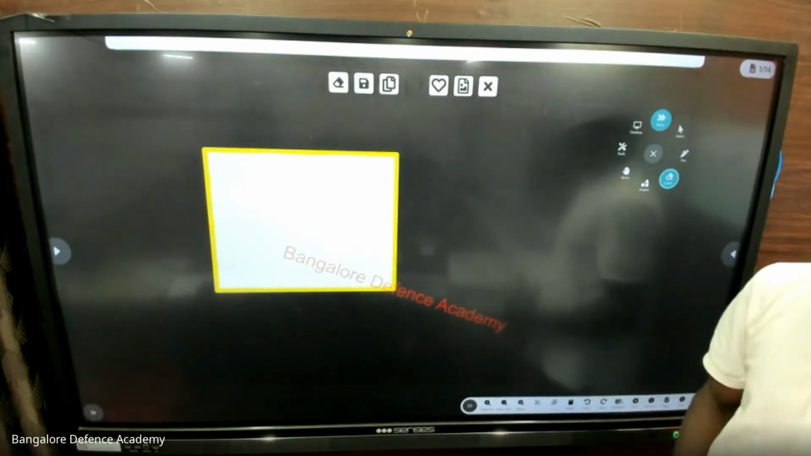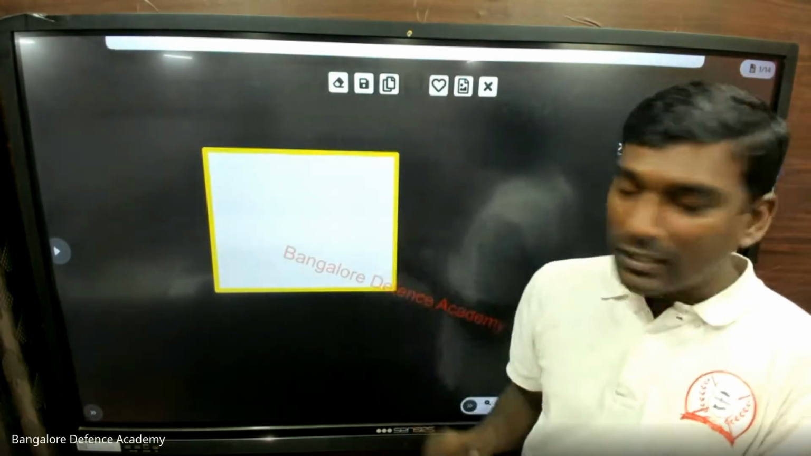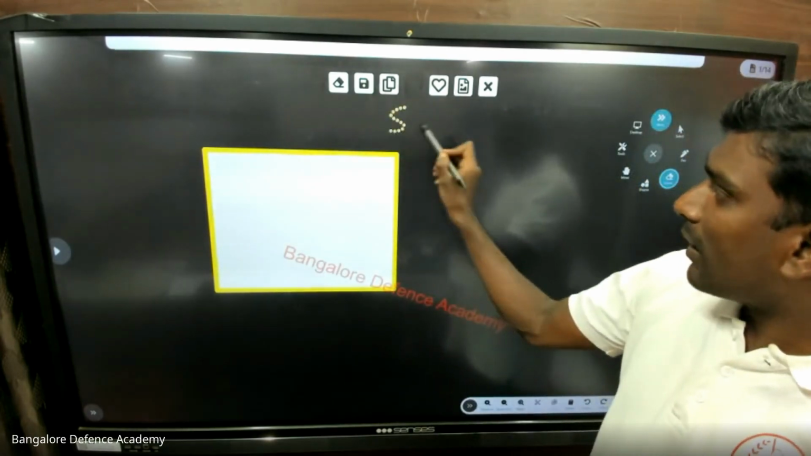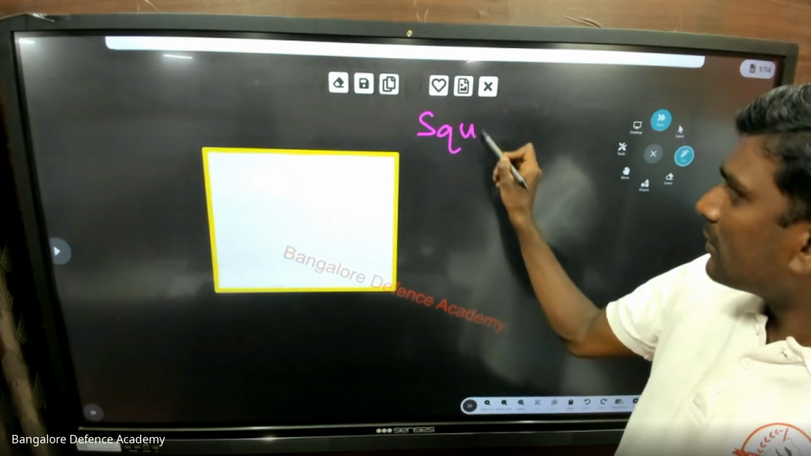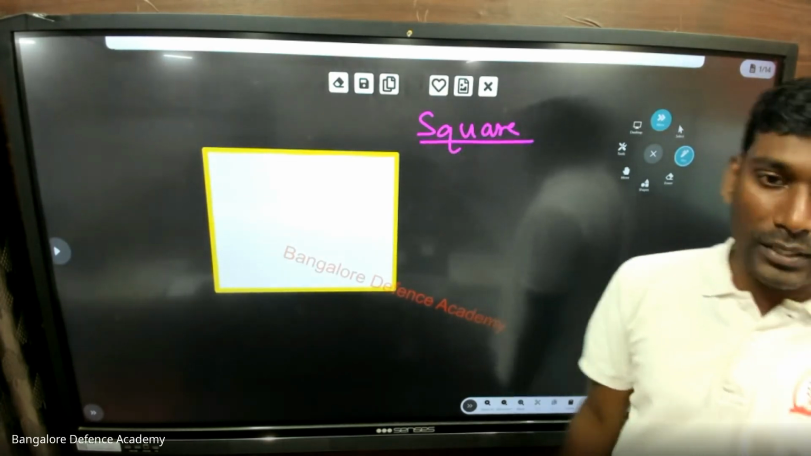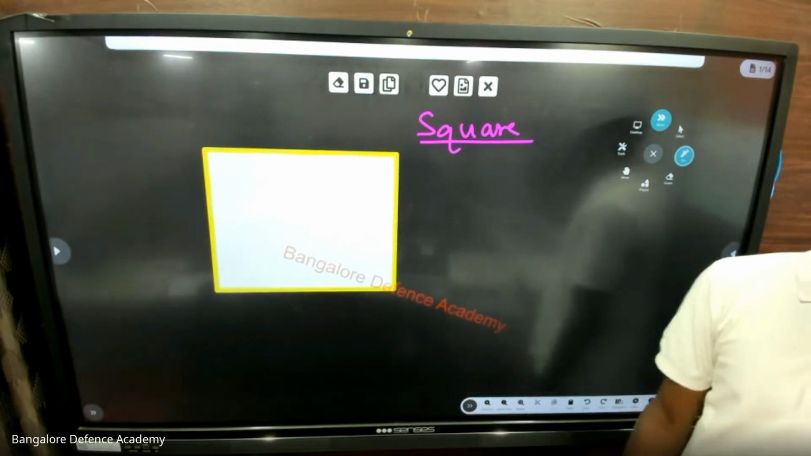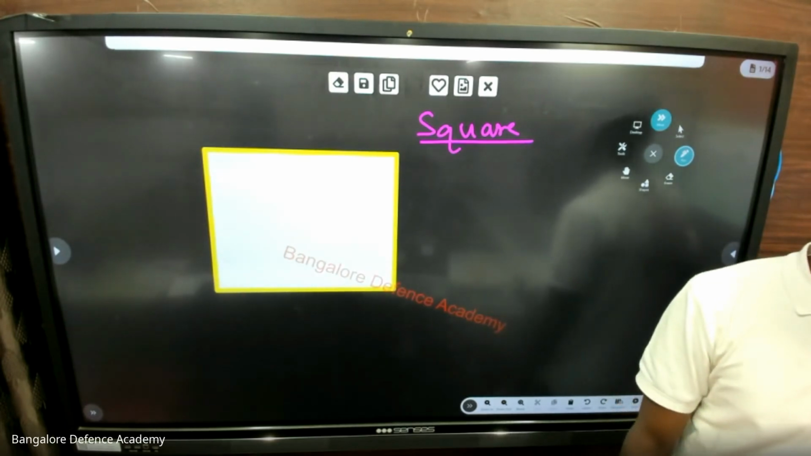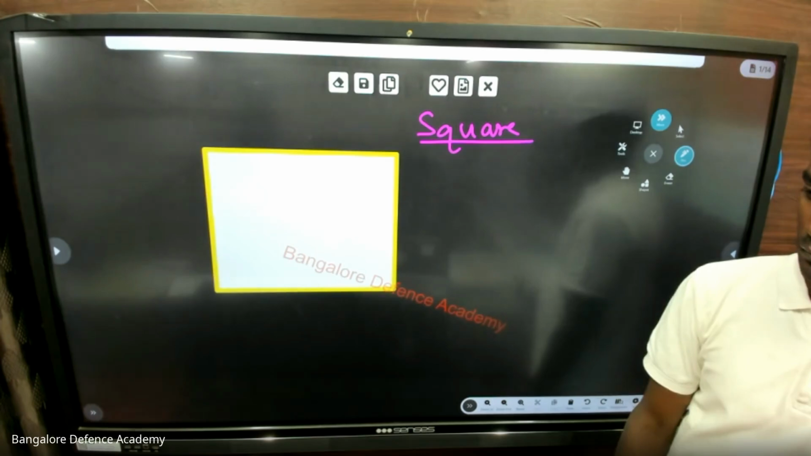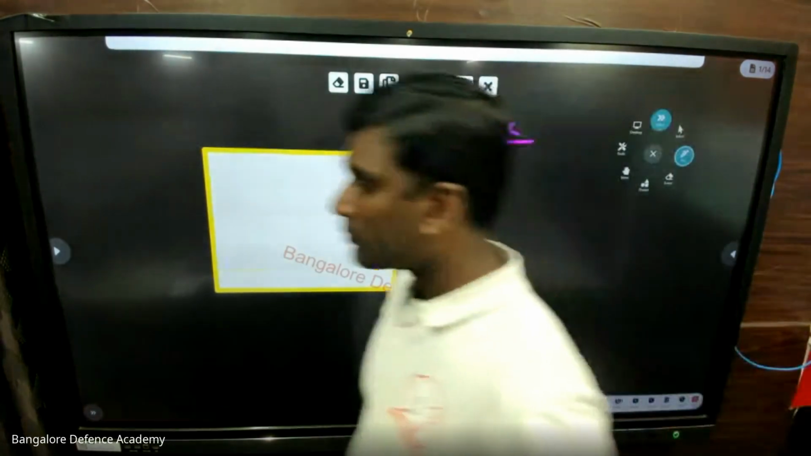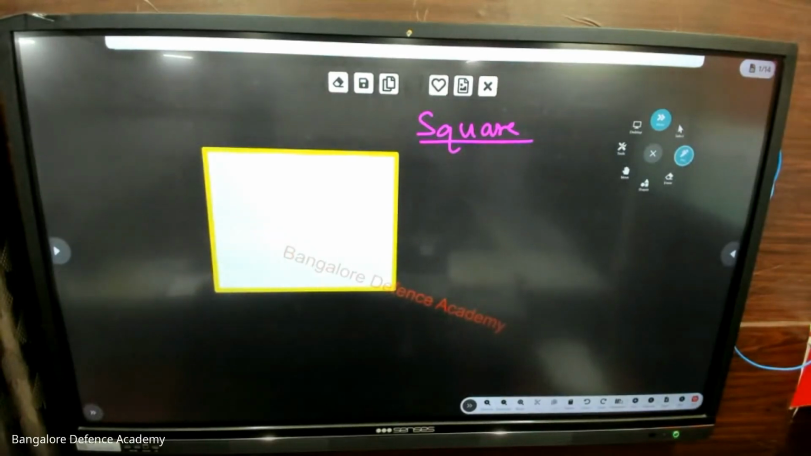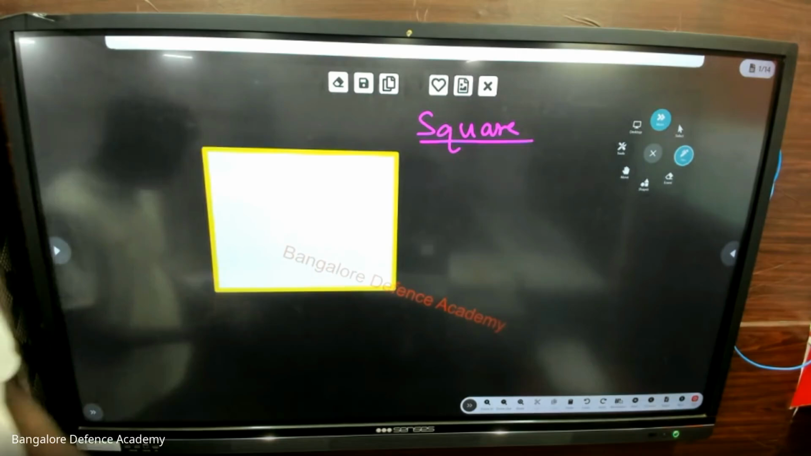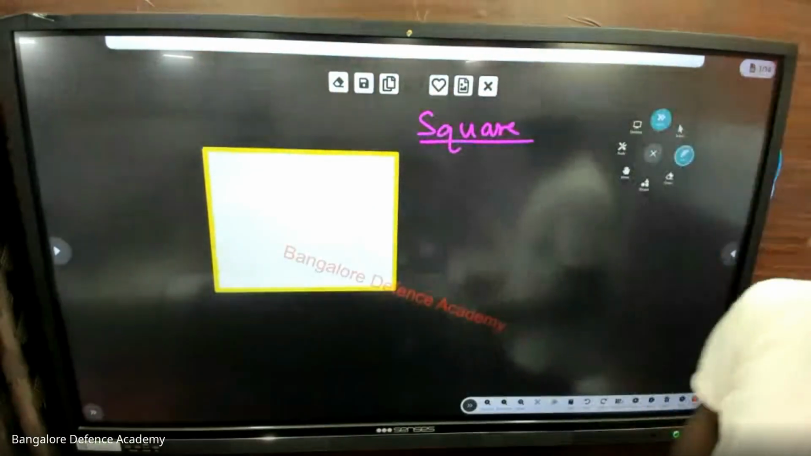So let us start with one and one. Write down the heading and draw this diagram. Here we have the square. Everyone, just write down the heading square and draw a diagram. Done? Okay, now look at this.